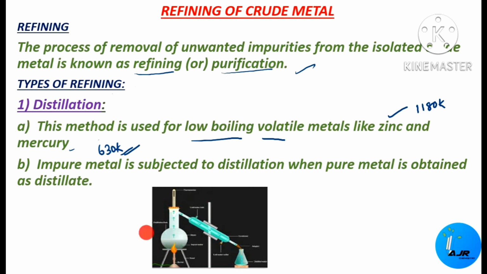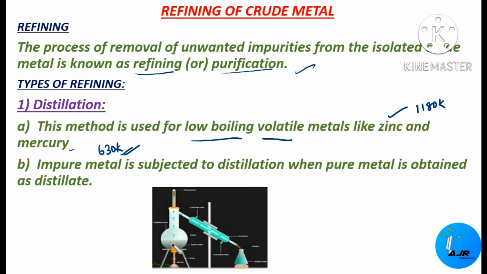See, this is the apparatus we normally make use of in distillation. This distillation principle is used, but for large scale they will be using a very big apparatus. The principle of distillation works like this. The impure metal will be taken in this distillation unit, and when it is heated, the pure metal which has the low boiling point and is easily vaporizable will get evaporated first, and it will come out first and be collected as distillate.